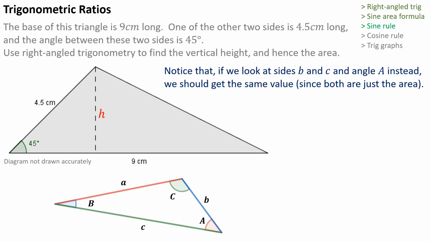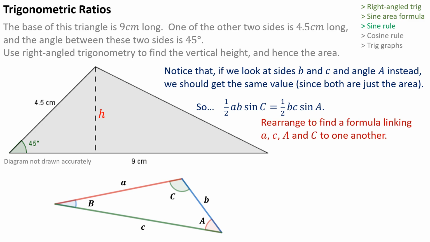But if a half times A times B times sine of capital C gives the area, then it should also be true that if we do half of BC sine A or half of AC sine B, those should also give the area. And if they all give the area, then they're all the same. So we could say, for instance, that half AB sine C is equal to a half BC sine A. You might be able to see where this is going. See if you can rearrange this equation to generate another formula connecting little a, little c, big A, and big C. Let's see what we've got.